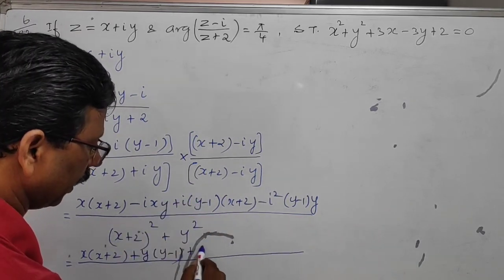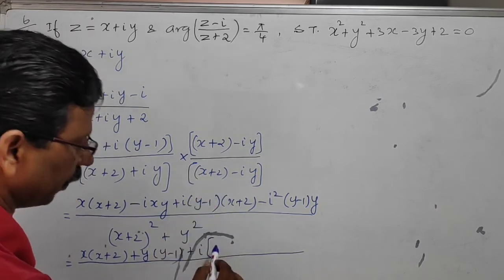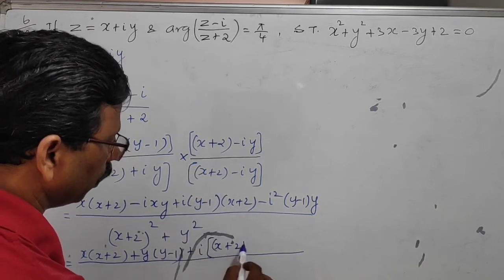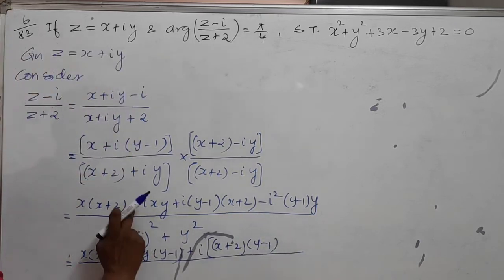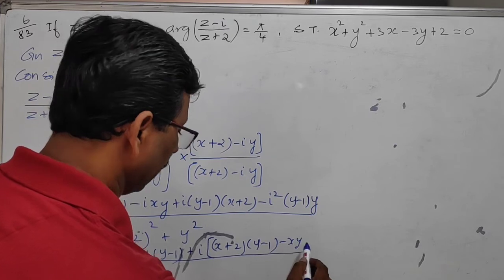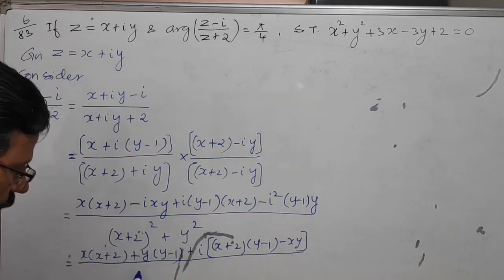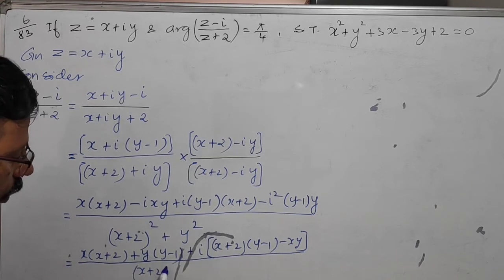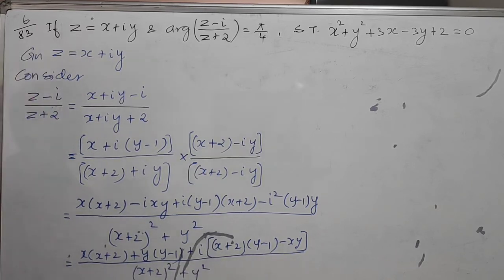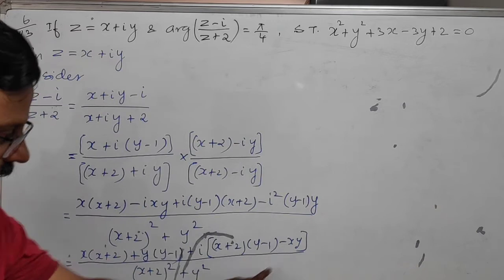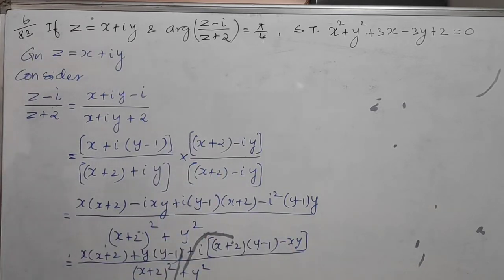It means you can take i commonly outside. Write the positive term first: (x plus 2) into (y minus 1), then minus xy, all by (x plus 2) whole squared plus y squared. Now the real part is x into (x plus 2) plus y into (y minus 1) by (x plus 2) whole squared plus y squared, and this other one is the imaginary part. Therefore, after writing this in the standard form, (z minus i) by (z plus 2) equals this.